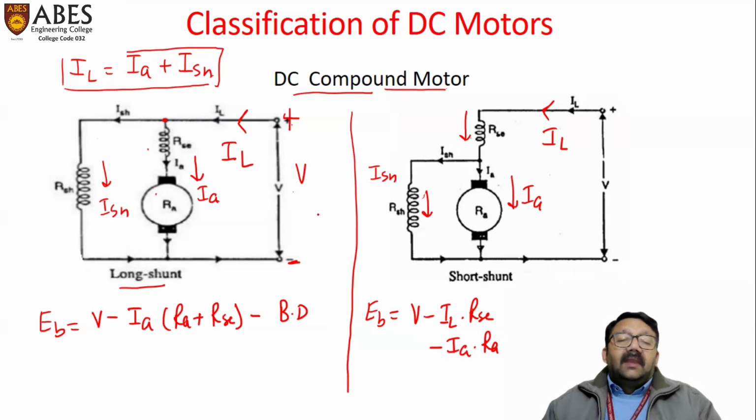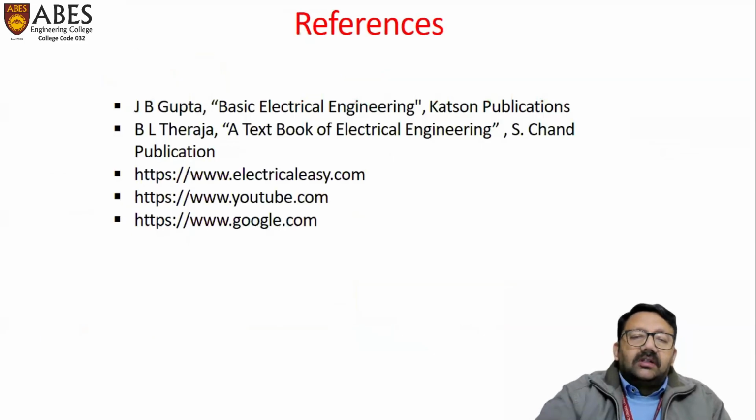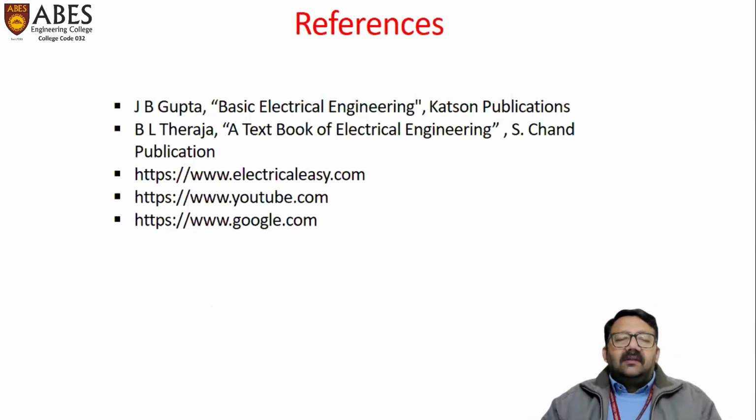So these are the different types of motors, and from this line diagram, we can easily relate the applied voltage, back EMF, and different types of current of the motor. So this is all about classification of DC motors.